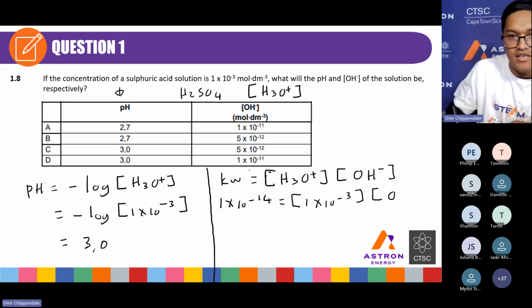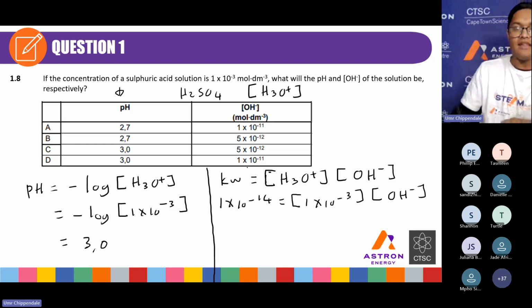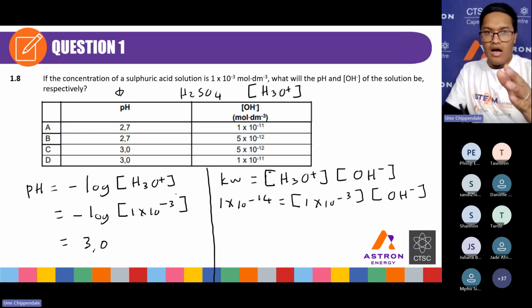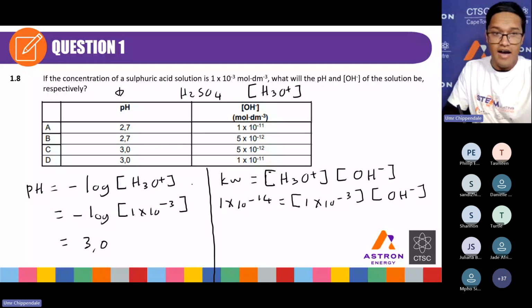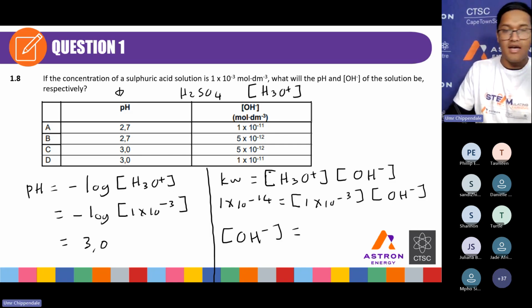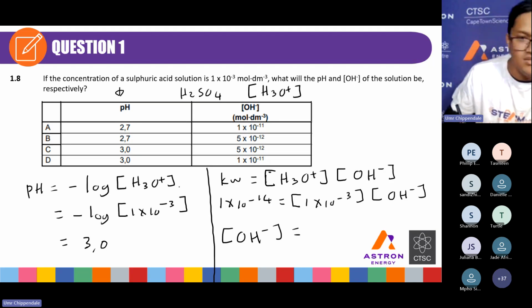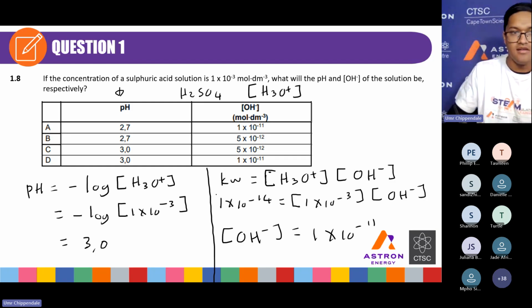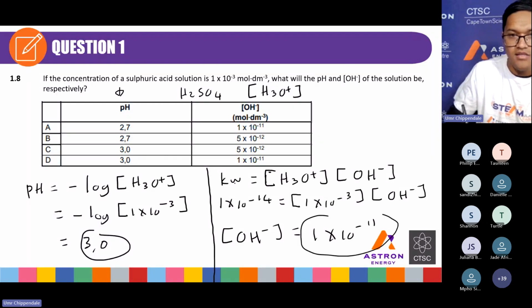And then we have our OH minus ions. That means we now have to divide our 1 times 10 to the negative 14 by our 1 times 10 to the negative 3 to get the concentration of our OH minus ions. So you divide your Kw by the concentration of your H3O plus ions, and that should give you an answer of 1 times 10 to the negative 11. So here we have our pH as 3, and this answer as 1 times 10 to the negative 11, making our answer D.